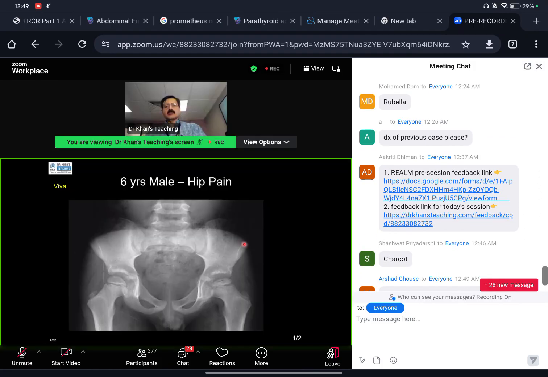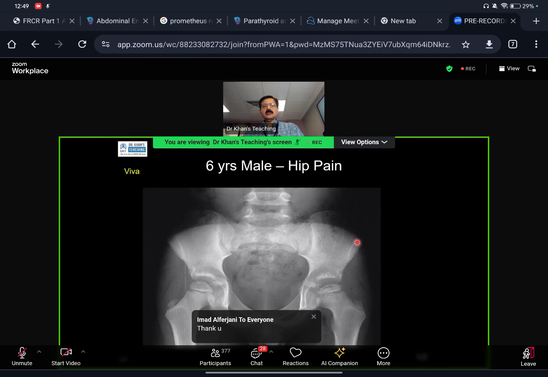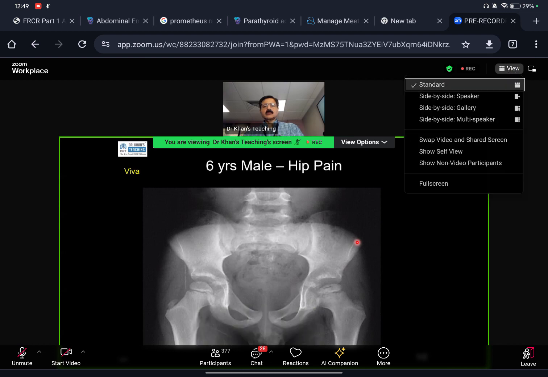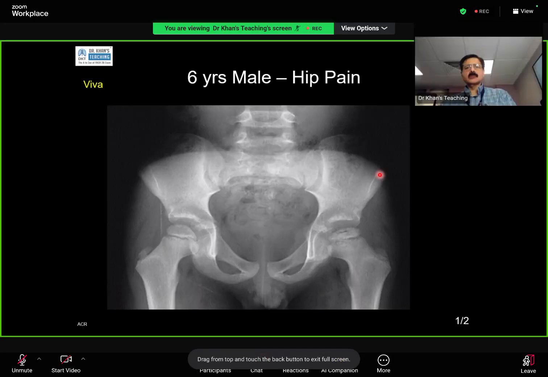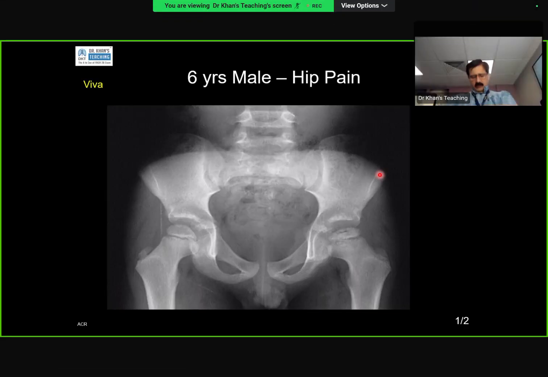This is an X-ray pelvis frontal AP view. On the left side, the femoral head epiphysis appears smaller in size, sclerosed, fragmented, and the underlying metaphysis also appears expanded. The hip joint space appears mildly widened. So this is a case of avascular necrosis of the femur head in a child. It is Perthes disease of the left side.